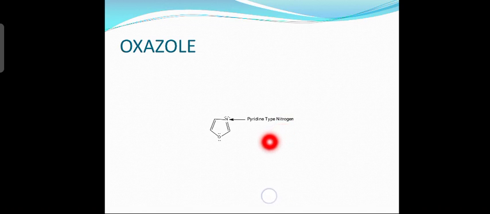Now what is the IUPAC name of oxazole? 1,3-azole. At the first position an oxygen atom is present, at the third position a nitrogen atom is present, therefore 1,3-azole. So this is the IUPAC name of oxazole.